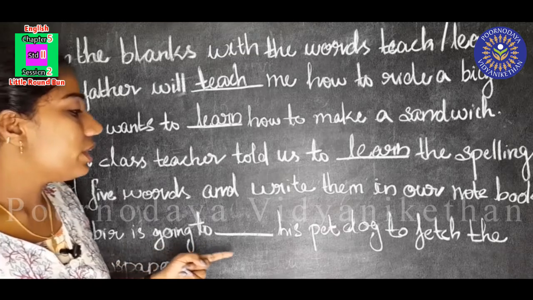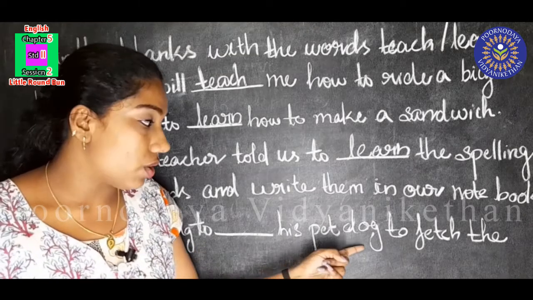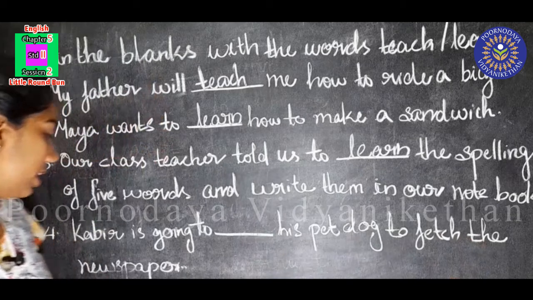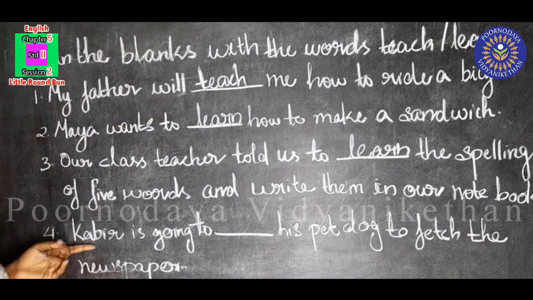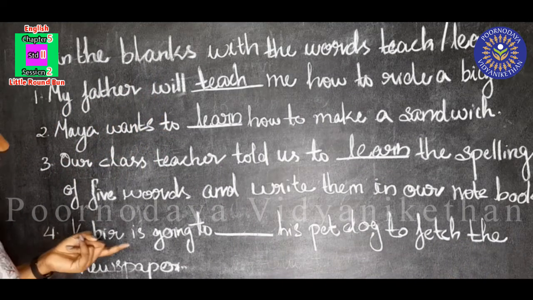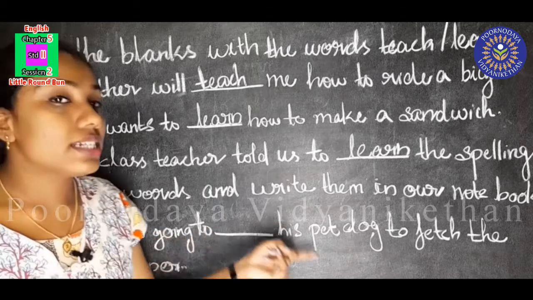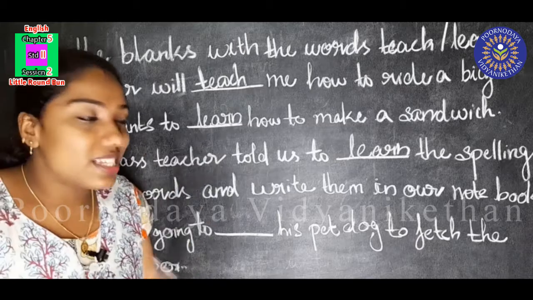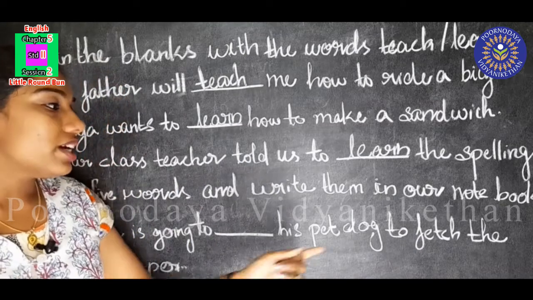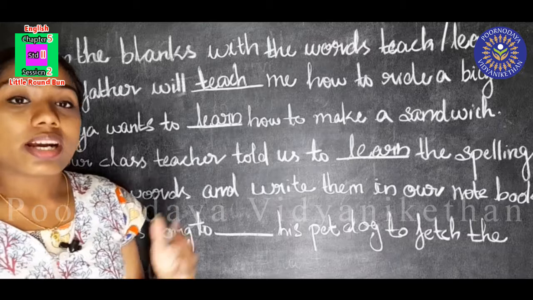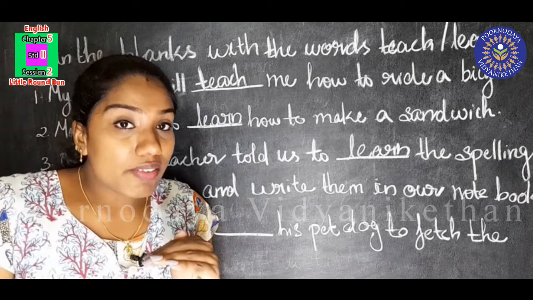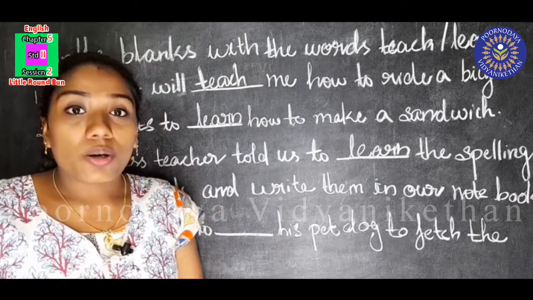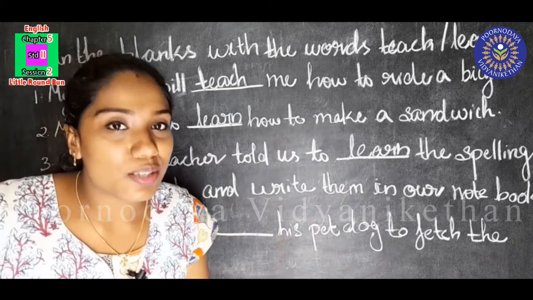Now we are going to do the fourth one. Kabir is going to teach his pet dog to fetch the newspaper. So Kabir is a boy and he is going to teach his pet dog to fetch the newspaper. Kabir is a boy and he has a pet dog. That pet dog doesn't know how to take the newspaper.